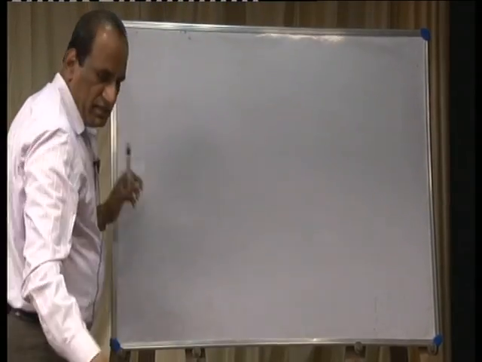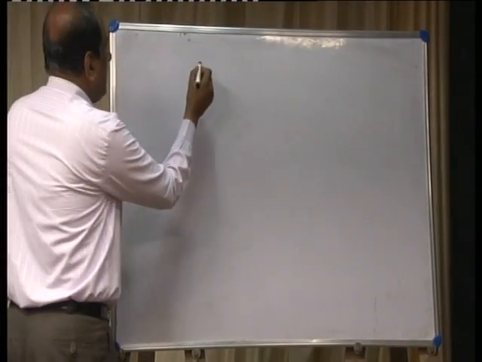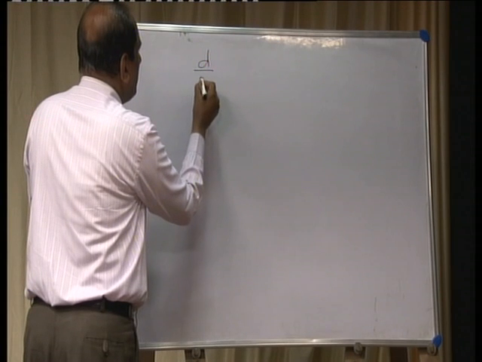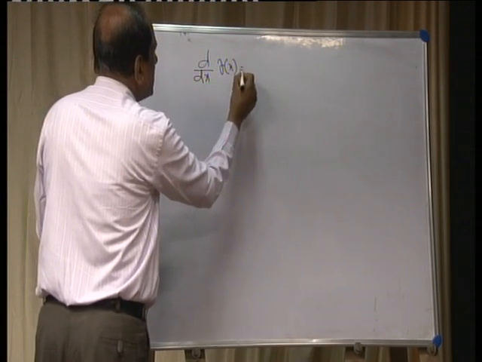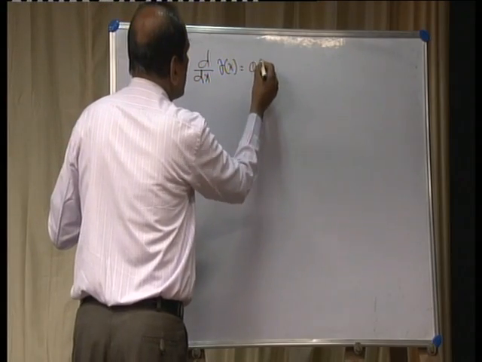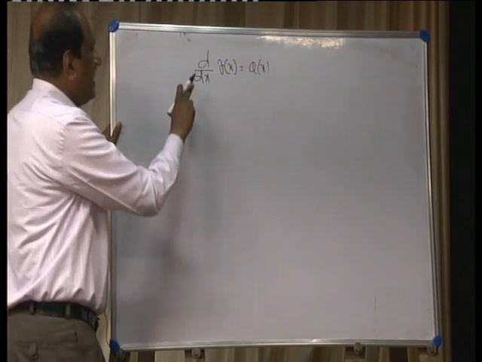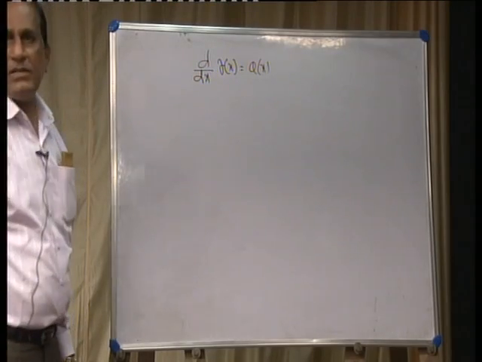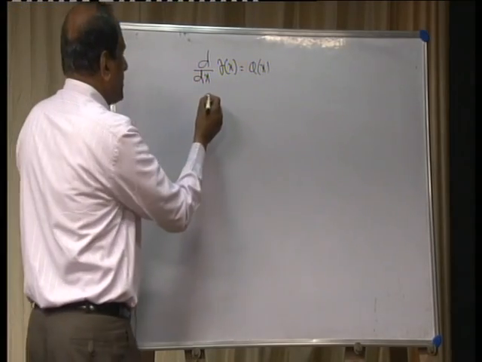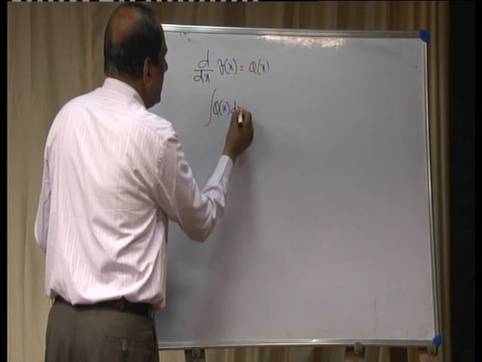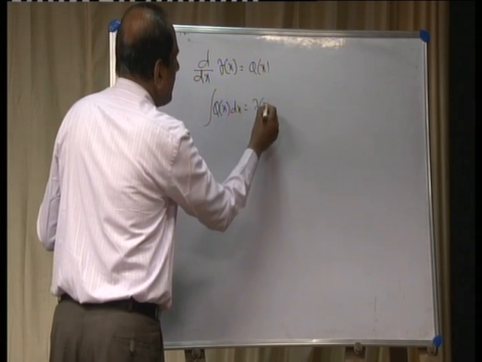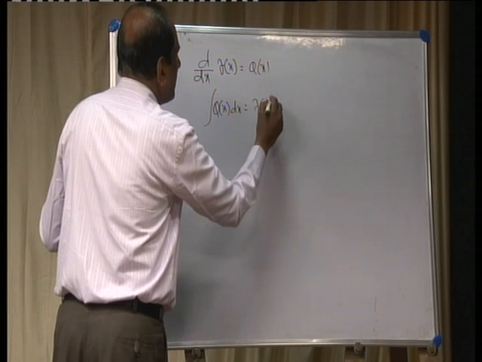Next part. Suppose d by dx of f of x is equal to q of x. This is the derivative: the derivative of the function f of x is q of x. Reverse process: integration of q of x dx is equal to f of x plus c. So, this is integration, this is differentiation.